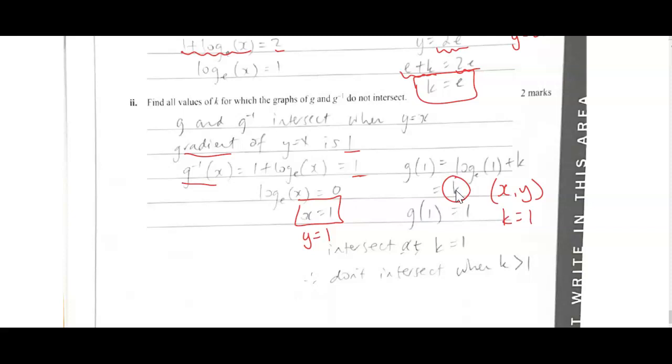That's where they intersect. So basically, anything less than k would bring the graph not high enough. So up until k, they will intersect, but they won't intersect after k is equal to 1. So k has to be greater than 1 for them not to intersect.